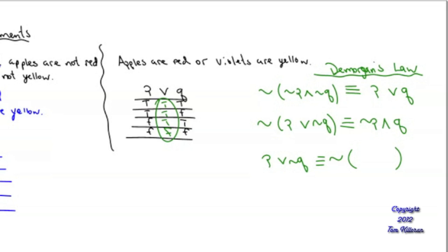Right. And then this side has P, this side has not P. And this side has Q, this side has not Q. Or becomes and. Woohoo! Okay. De Morgan's law is easy, as long as you keep it in symbolic form.